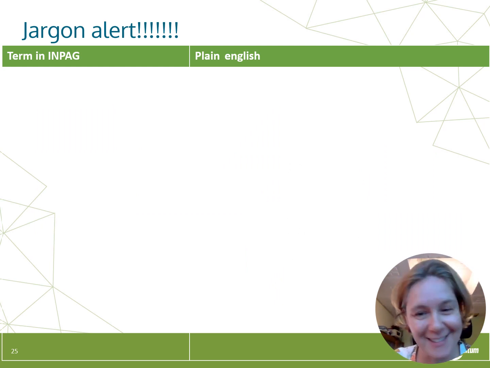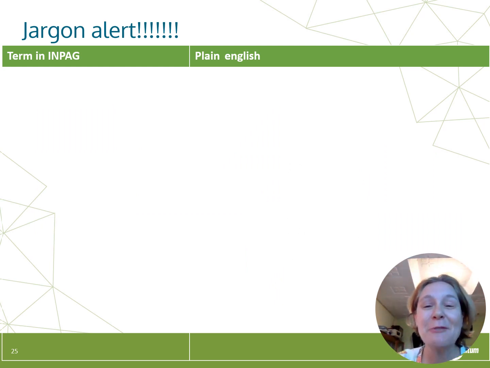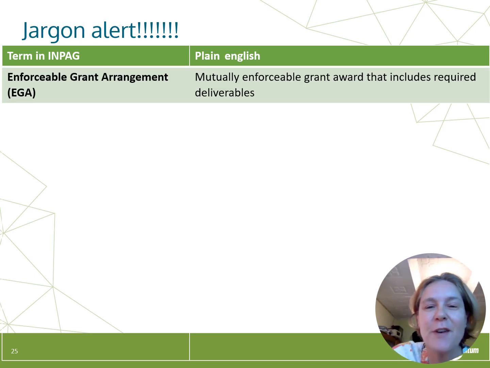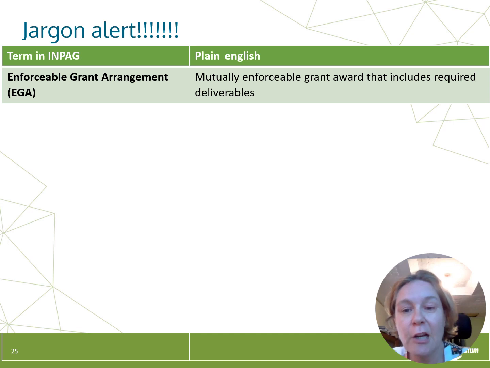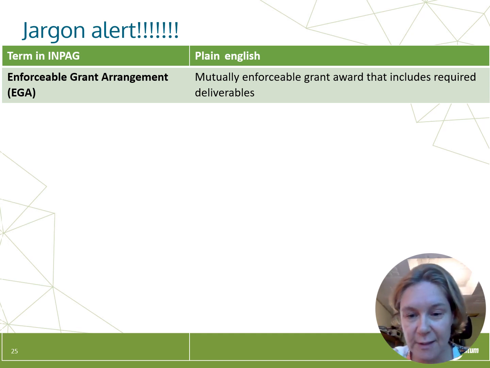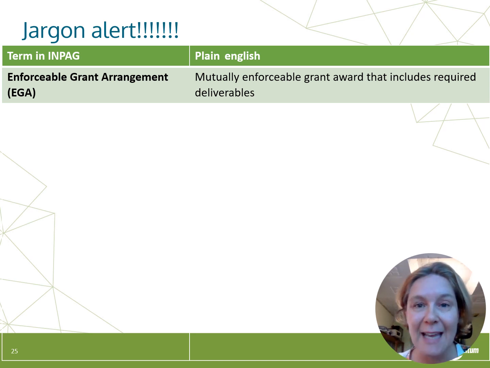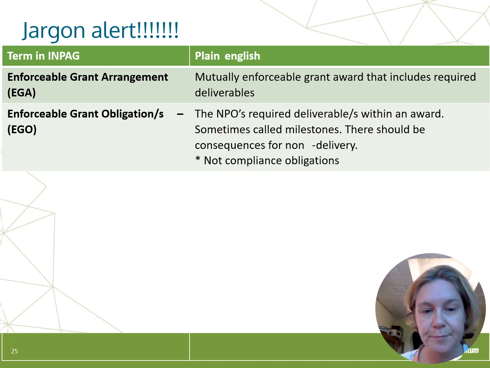So there is a lot of jargon involved in this, I'm afraid. So let's see if we can unpack some of these terms. The first is enforceable grant arrangement. This is a type of grant in INPAG, and it's effectively a mutually enforceable grant award that includes required deliverables. It's got to be enforceable, legal or other means, and it has to include some required deliverables that the NPO, the grantee, has to do to have the money associated with the grant.